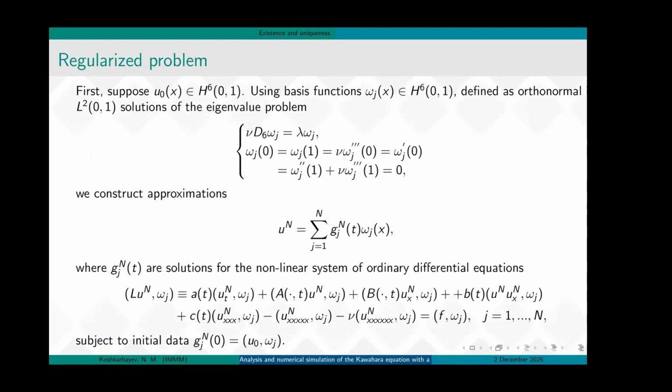We construct the approximate solution u_N using a special basis of eigenfunctions omega_j. The coefficients g_j(t) are determined by solving a system of nonlinear ordinary differential equations shown here. This allows us to find a finite dimensional approximation to the solution.